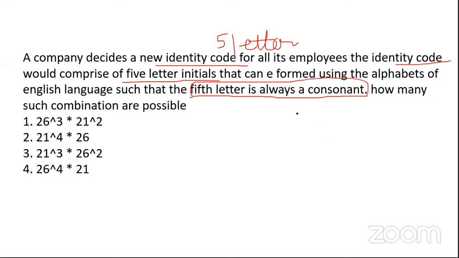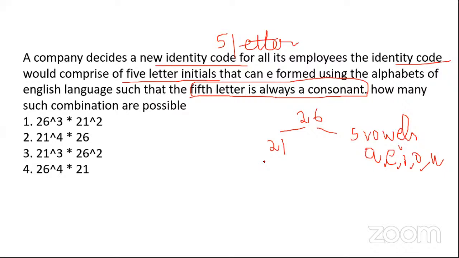So in English alphabet, we have 26 alphabets, correct? So out of that, we have 5 vowels. Vowels will be A, E, I, O, U. Balance 26 minus 5 is 21. This is called consonants. Clear?